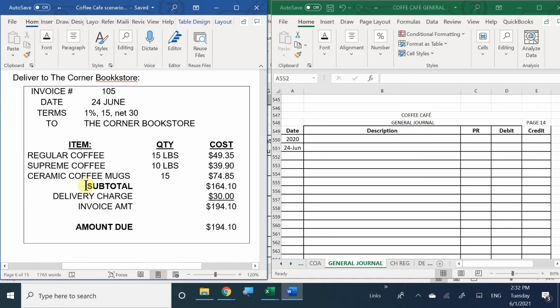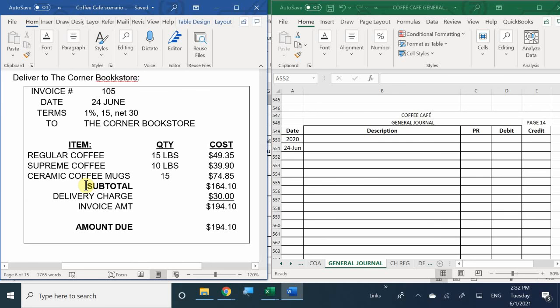We want to deliver an order to the corner bookstore. Yes, Albert, we didn't forget about him. So what we have is terms, an invoice number, and all our other information. So let's start with the general journal.